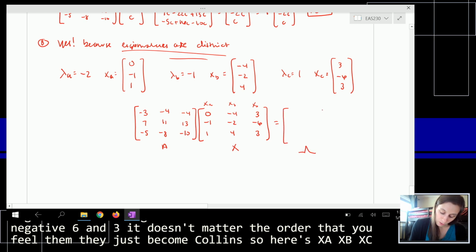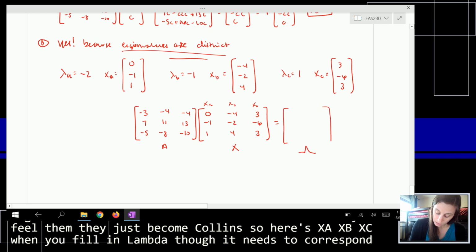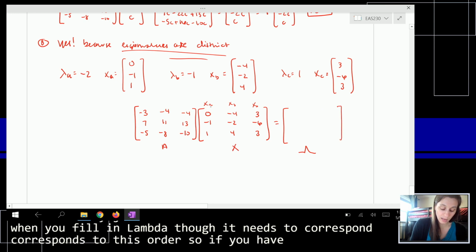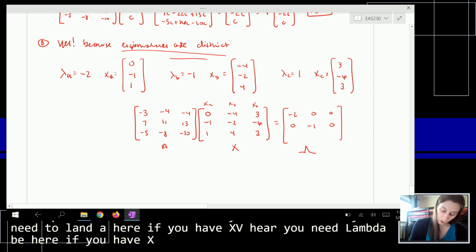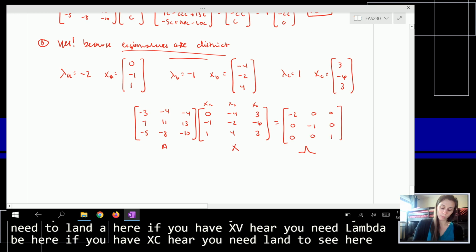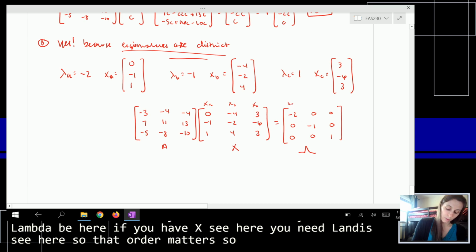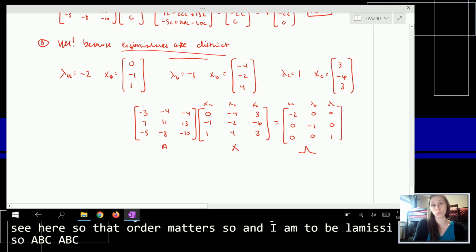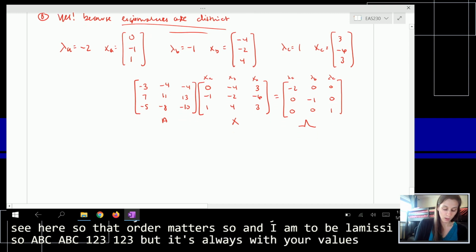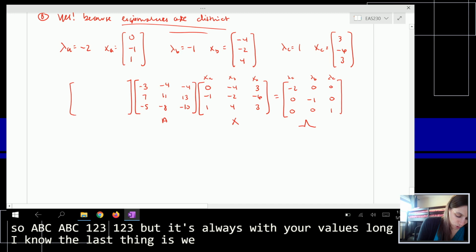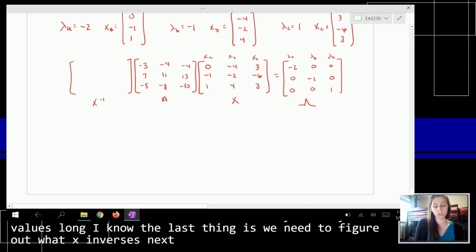When you fill in lambda, though, it needs to correspond to this order. So if you have XA here, you need lambda A here. If you have XB here, you need lambda B here. If you have XC here, you need lambda C here. So that order matters. So lambda A, lambda B, lambda C, or 1, 2, 3. But it's always a diagonal matrix with your values along the diagonal. The last thing is we need to figure out what X inverse is. X inverse is literally just the inverse of X.